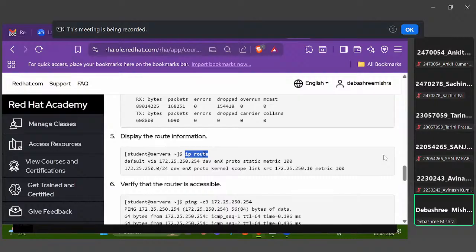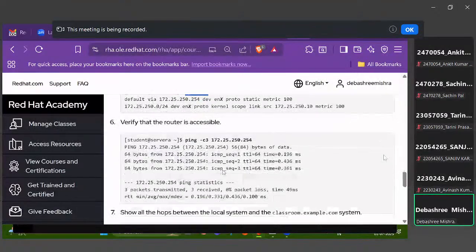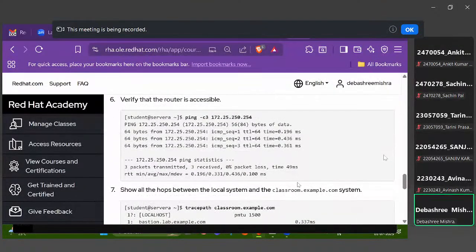Basically, this particular command, ip route, is used for displaying the router information, right? Now after that, if you want to check whether the router is accessible, whether it is receiving, means whether it got connected or not, you can use the command called ping with -c3 and the IP address. The way you normally use your Windows terminal and command line, you simply write ping and then the IP address.